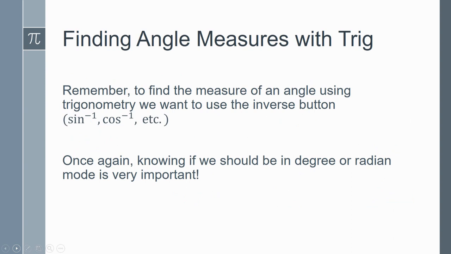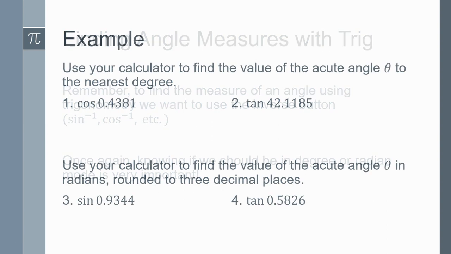Okay, so finding angle measures with trig, remember the sine, cosine, and tangent buttons, those help you when you're talking about finding side lengths. But here, if I want to find an angle measure, then we want to use the inverse button. So that little sine to the negative first or cosine to the negative first. So it's second sine or second cosine in our calculator. Okay, once again, it's going to be important that we know, are we in degree mode or radian mode? We have to switch back and forth very easily.